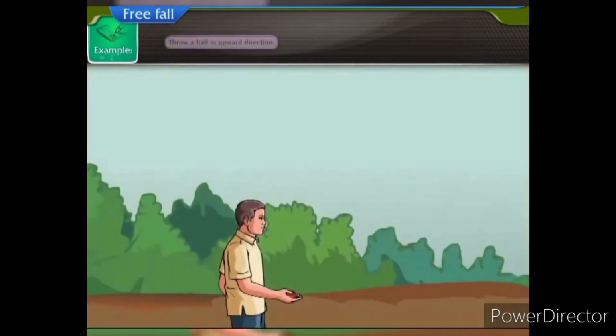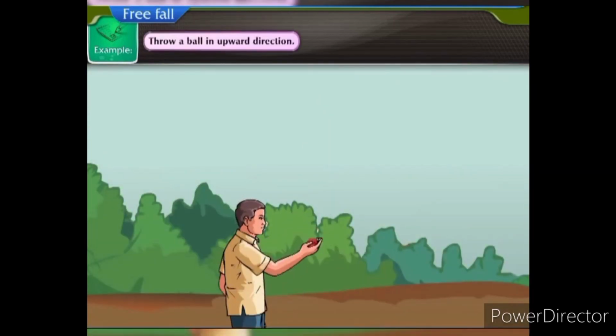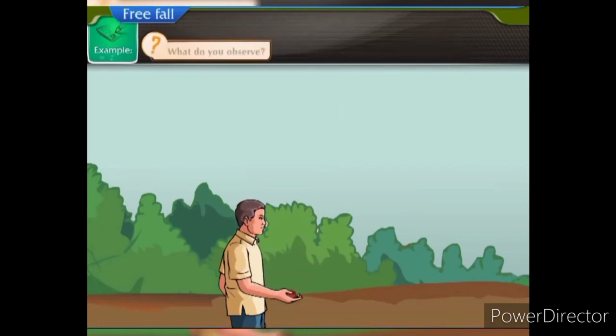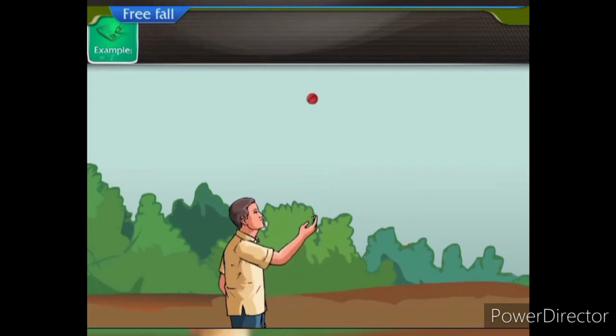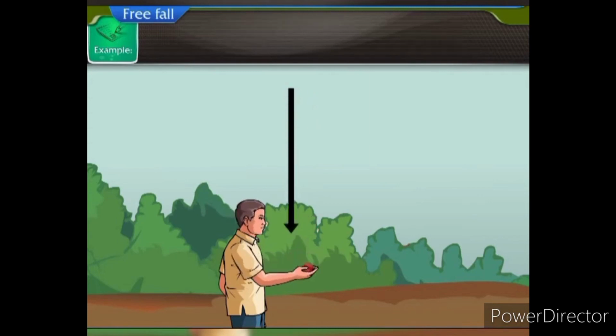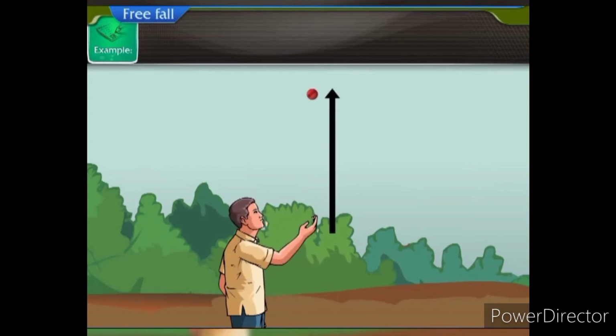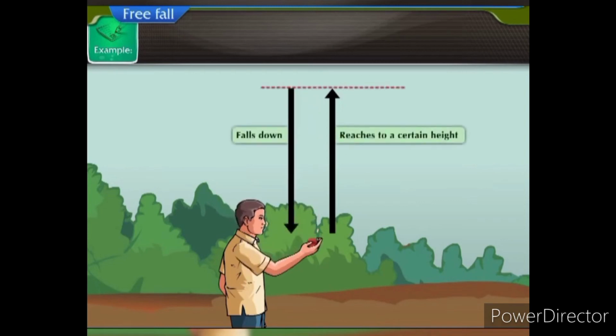Free fall. Let us consider an example to understand the meaning of free fall. Throw a ball in an upward direction. What do you observe? We observe that the ball slows down as it ascends. It reaches a certain height and falls down.